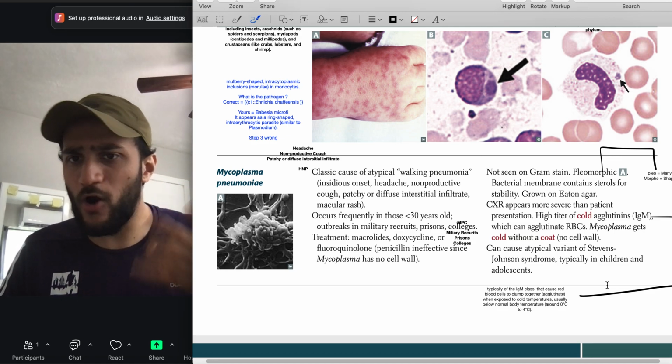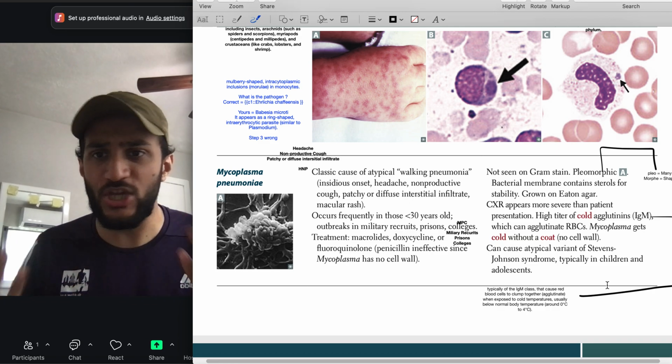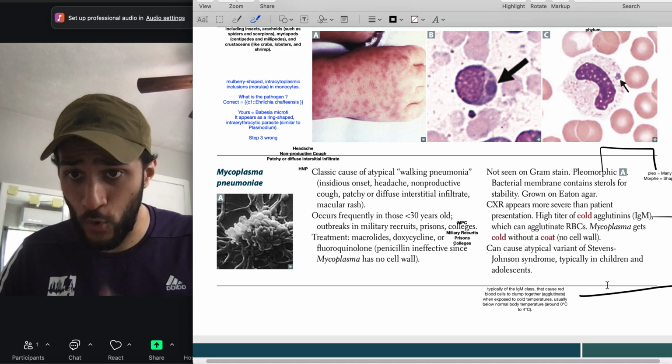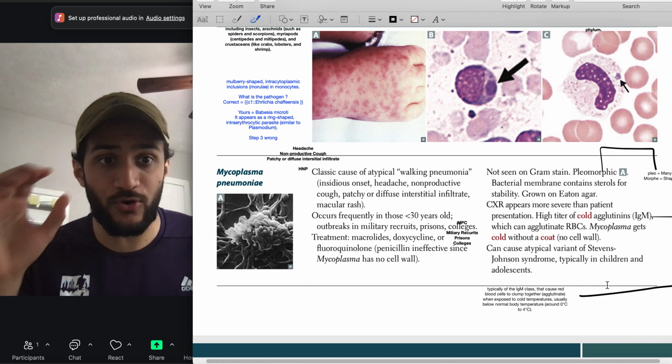Mycoplasma pneumonia, guys, not too complicated. Headache, cough, fever, bilateral infiltrates, macular rash. Young people, less than 30, military recruits, prison, college, and it can form cold agglutinins. So it can form cold agglutinins, IgM, which agglutinate on red blood cells.